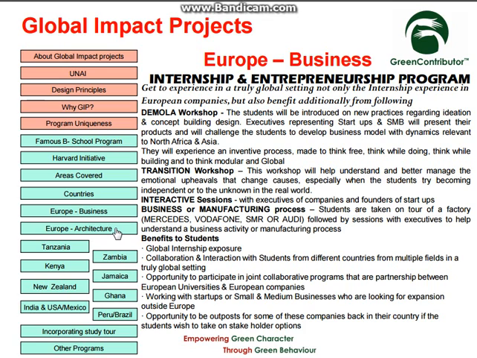Now, the program essentially also covers, besides the fact that they get a truly international experience, we also conduct workshops. In these workshops, we introduce new practices regarding ideation and concept building designs. The students also go through an inventory process where they're made to think free, think while building, and think global. There's also a transition workshop where students are able to better manage the emotional changes that happen, especially when students are trying to become independent or are facing things that are unknown in the real world.